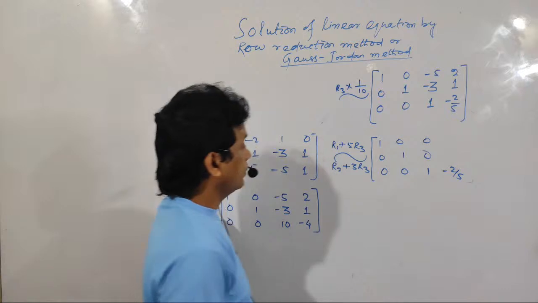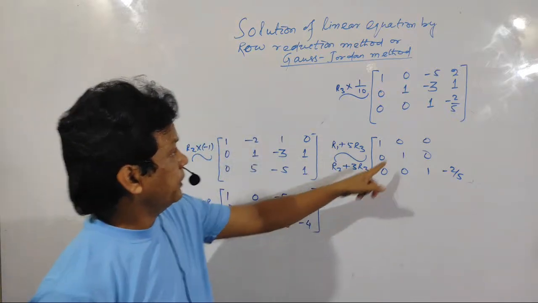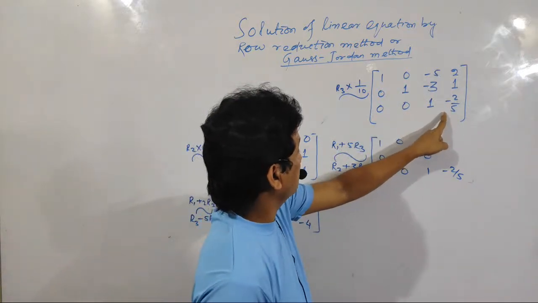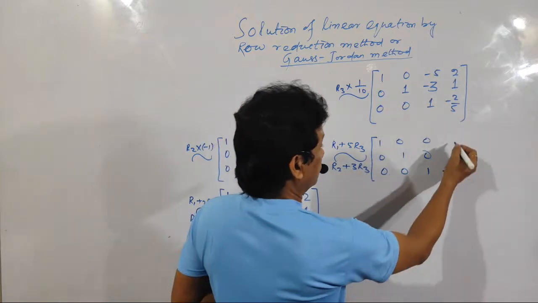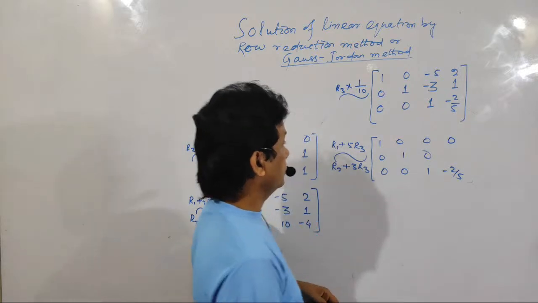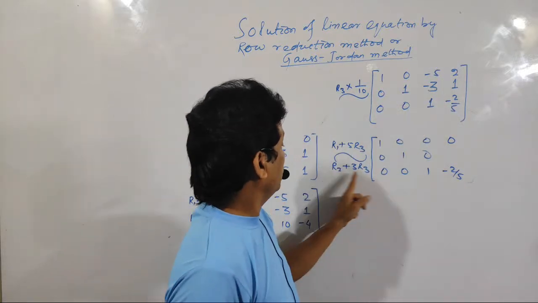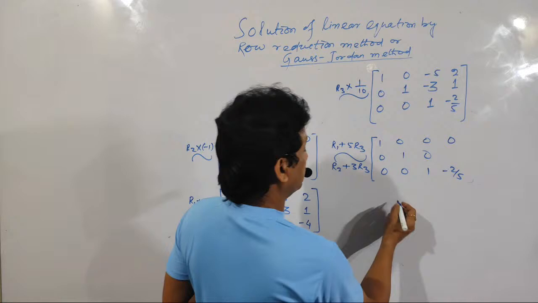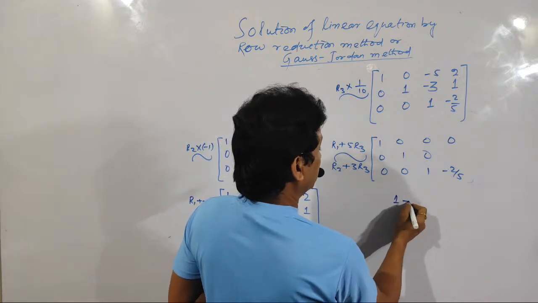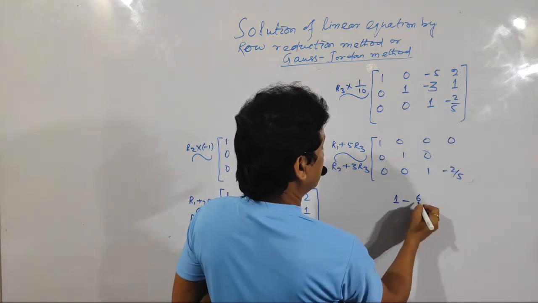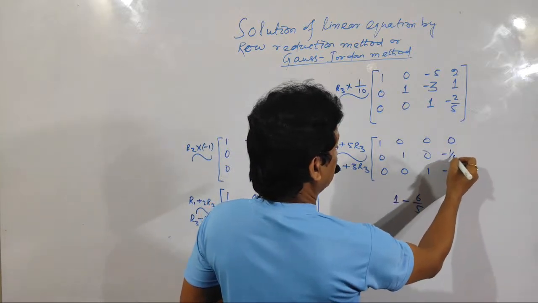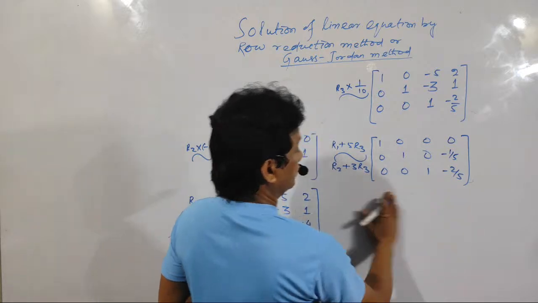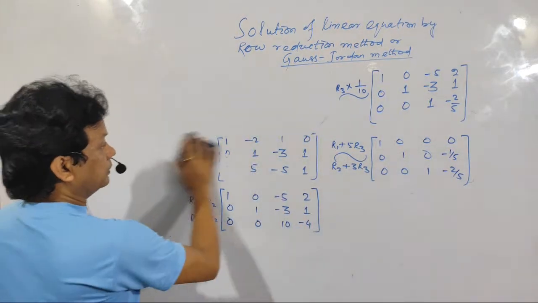Clear? So now R1 plus 5 times R3. 5 times R3 means 5 cancel out. So this plus this, it will become 0. Clear? Now R2 plus 3 times R3. 3 times means R2, that is 1, minus 3 times, that means 6 by 5. So 5 minus 6, minus 1 by 5. Clear?